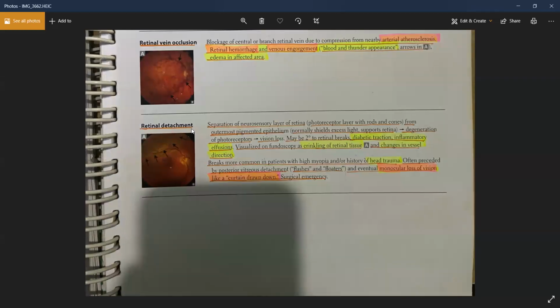Then you have the retinal detachment, and it is basically the separation of the neurosensory layer of the retina, because you have multiple layers of the retina, right?